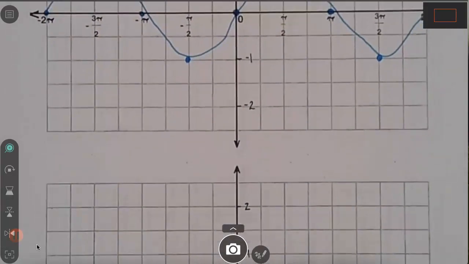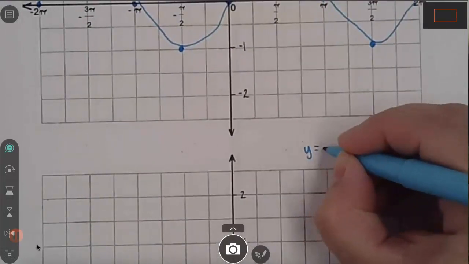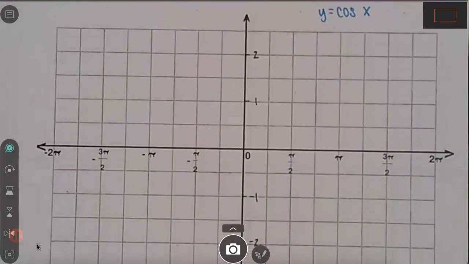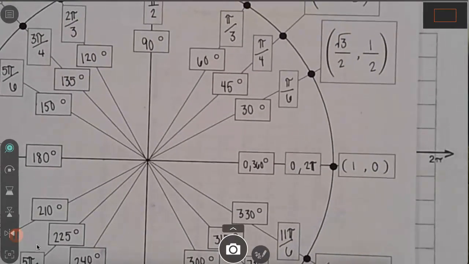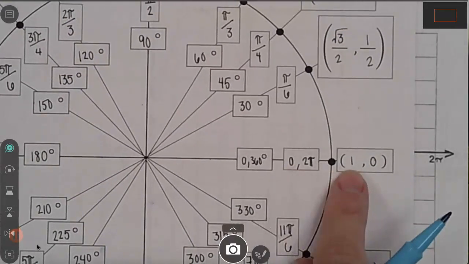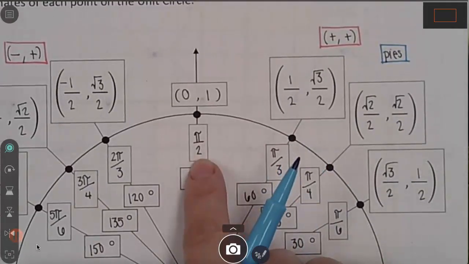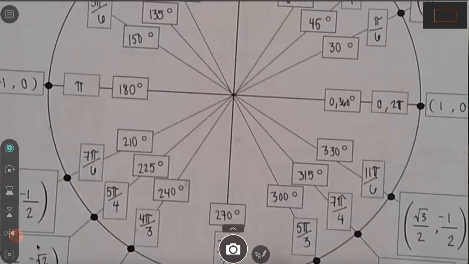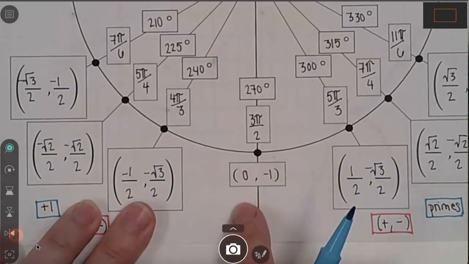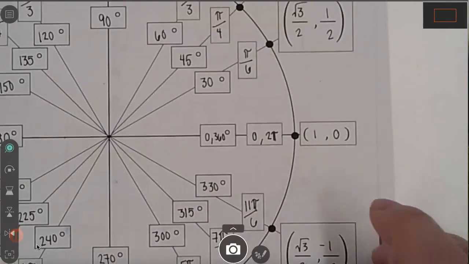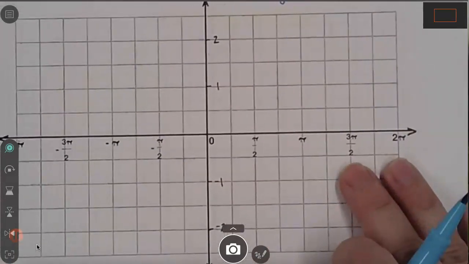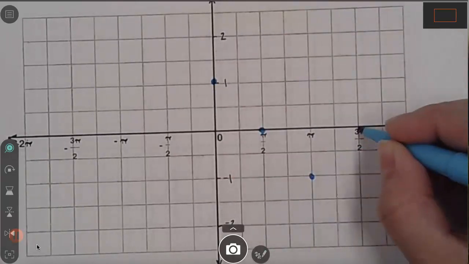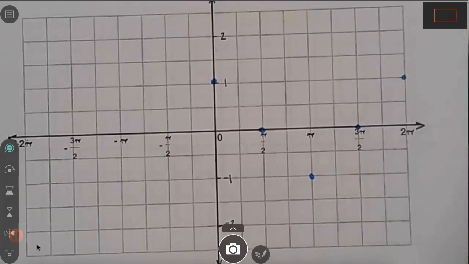All right, let's do cosine. Now on the unit circle, cosine is the x values. So cosine of 0 is 1. Cosine of pi over 2 is 0. Cosine of pi, negative 1. Cosine of 3 pi over 2, 0, and then cosine of 2 pi is 1 again. So cosine of 0 is 1, pi over 2 is 0, pi is negative 1, 3 pi over 2 is 0, and 2 pi is 1 again.